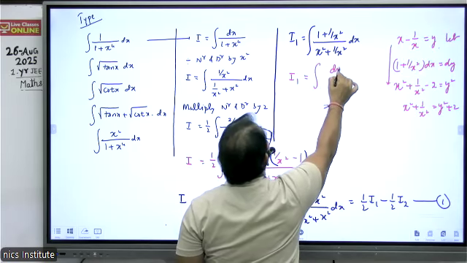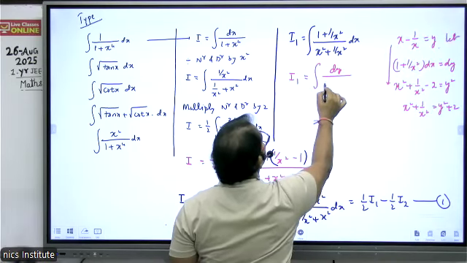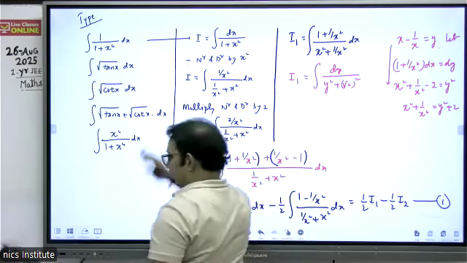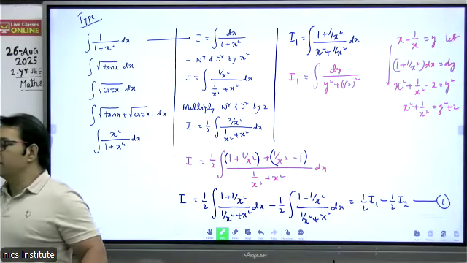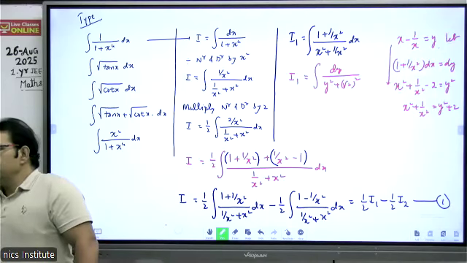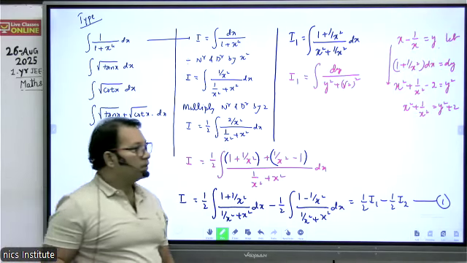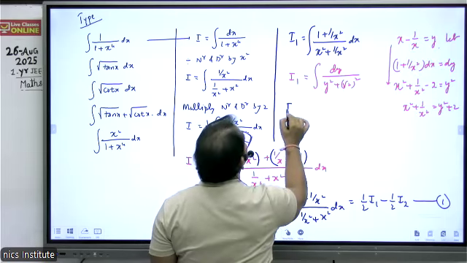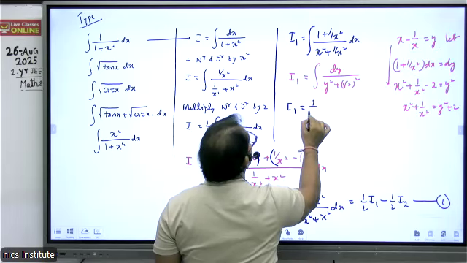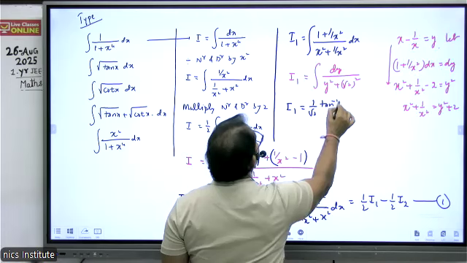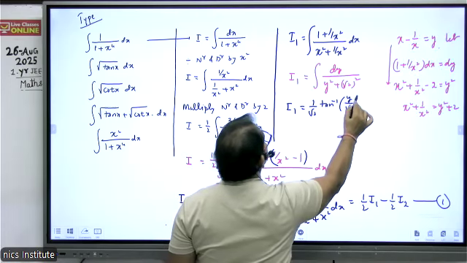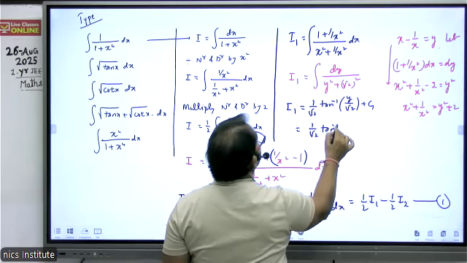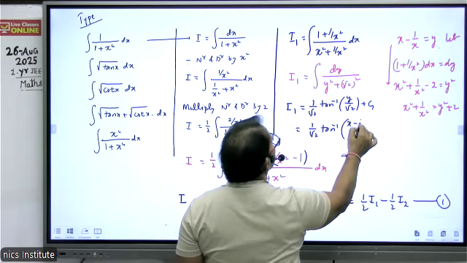So denominator is y square plus 2 and the numerator is dy. Now it has reduced into a standard integral after this substitution. Which standard integral is this? y square plus root 2 whole square. Which standard formula is this? 1 by a tan inverse y by root 2 plus c1, or 1 by root 2 tan inverse. What is y? y is x minus 1 by x.